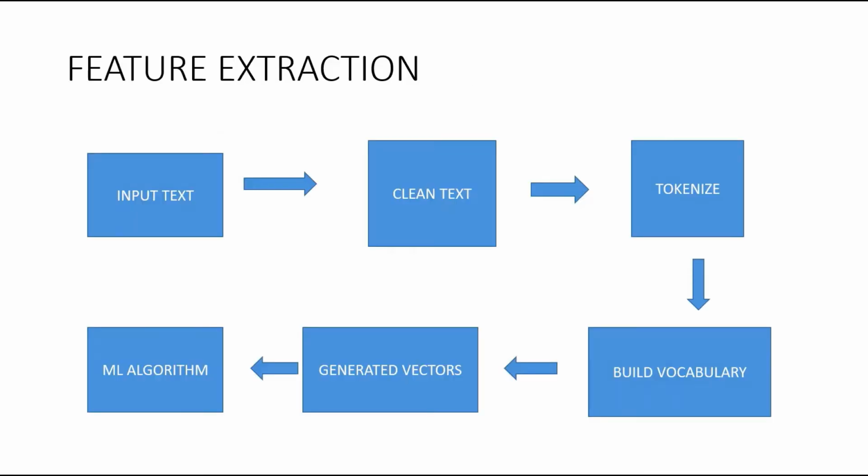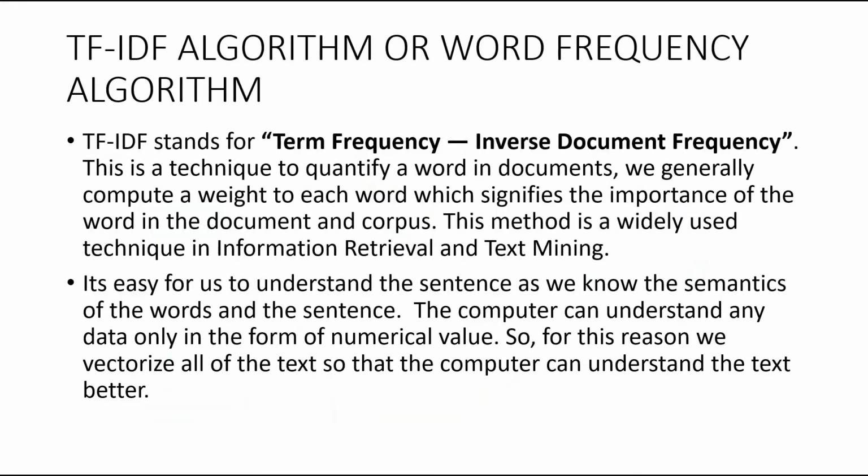These are the steps we follow during feature extraction. The input is the text. You will clean the text, then tokenize. You will apply word tokenization, lemmatization, and stemming. Then you will build the vocabulary. Then you will generate vectors. These vectors are the input to the machine learning algorithm. This is very important. This is the pictorial representation of feature extraction. You can easily understand this.